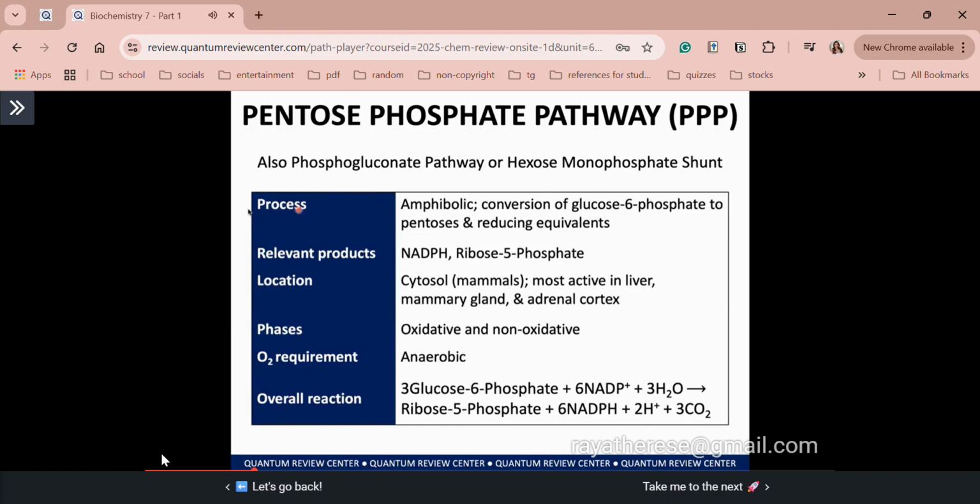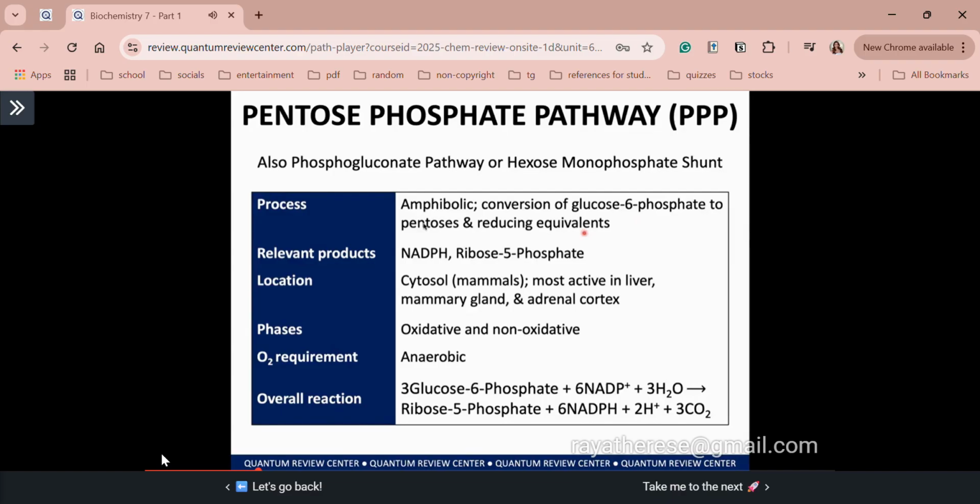First, earlier I said that the metabolic type of PPP is anabolism, because we use PPP to generate other biomolecules, for example ribose 5-phosphate. But in reality, it is actually amphibolic. Why? Because this pathway can generate energy via your reducing equivalents. An example of reducing equivalents is NADPH. So our conversion here is glucose 6-phosphate to pentoses and reducing equivalents.